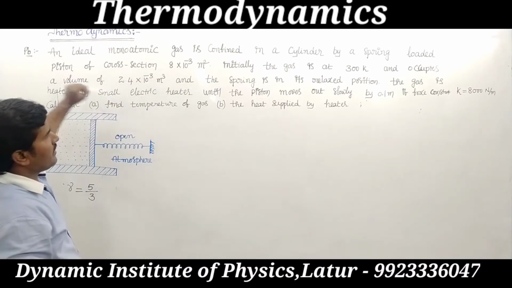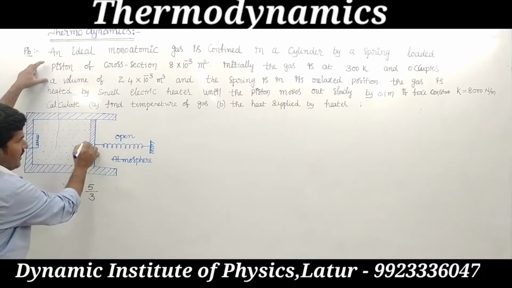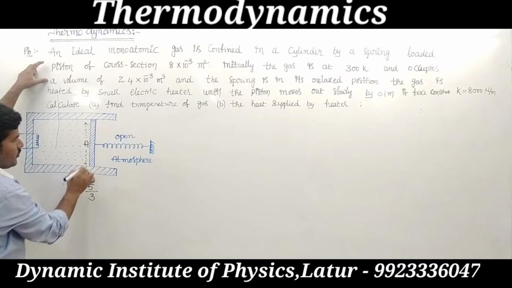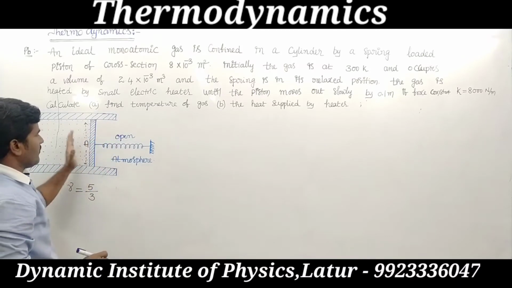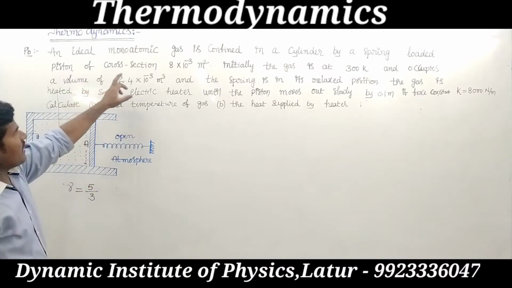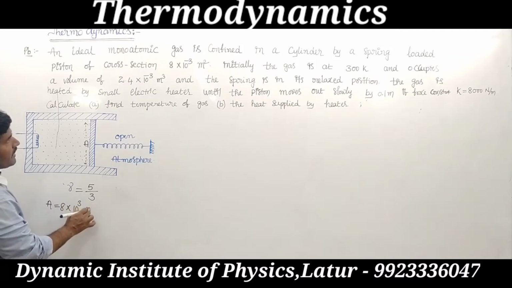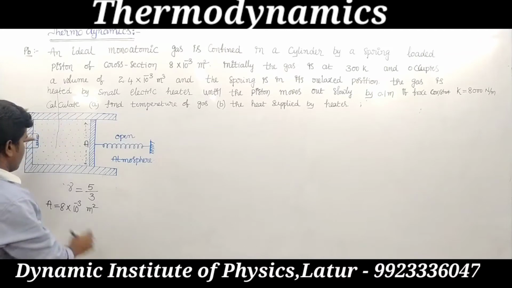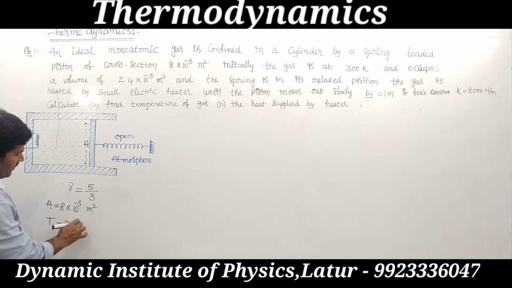An ideal monoatomic gas, with gamma value 5/3, is confined in a cylinder by a spring loaded piston of area of cross section A. The piston is attached to a spring and is movable. The cross sectional area is A equals 8 into 10 power minus 3 meters square. Initially the gas is at temperature T1 equals 300 Kelvin.